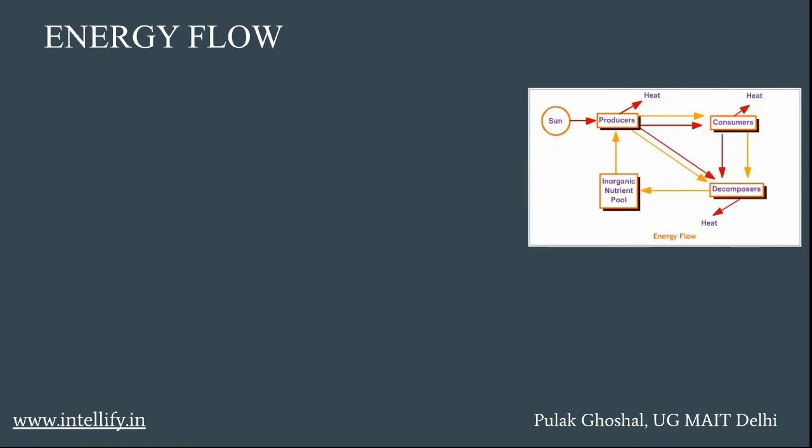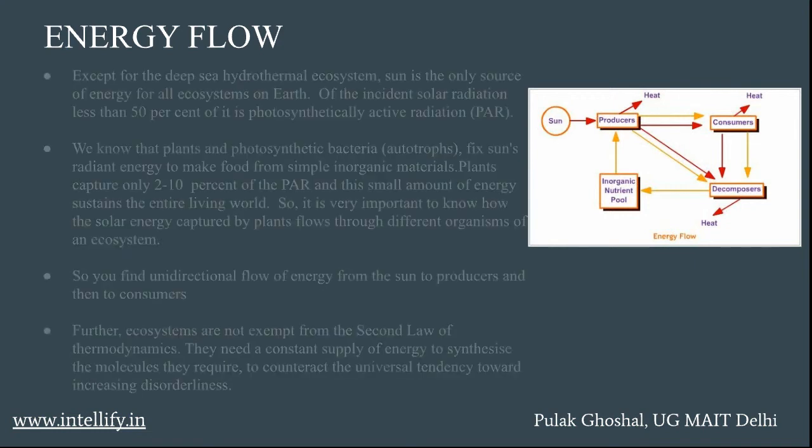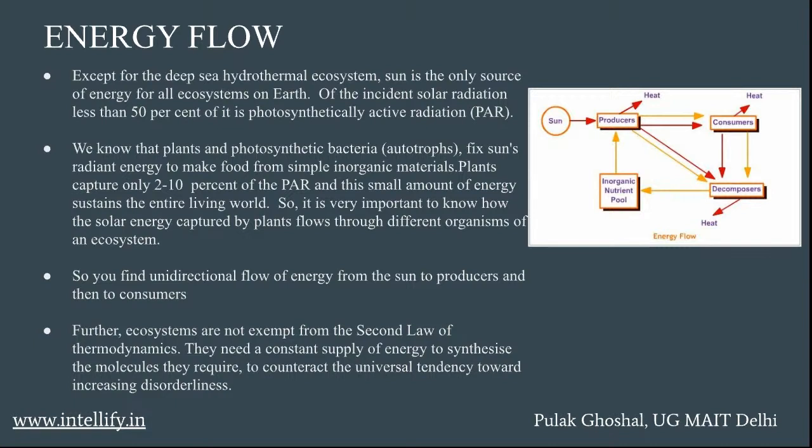So what do you understand by energy flow? The energy flow is the amount of energy that moves along the food chain. This energy flow is also known as calorific flow. As you can see in the diagram, the sun is the only source of energy for all ecosystems, apart from some deep water, underwater systems. The major source of energy for the ecosystem is the sun.